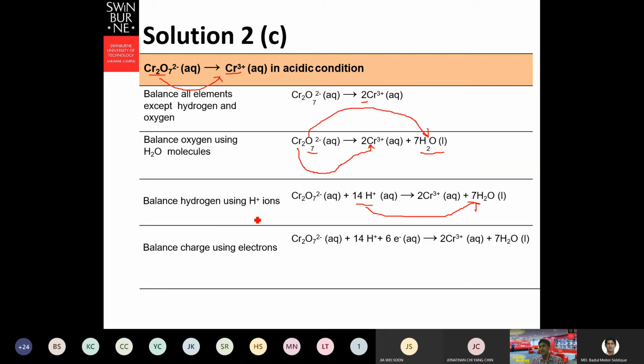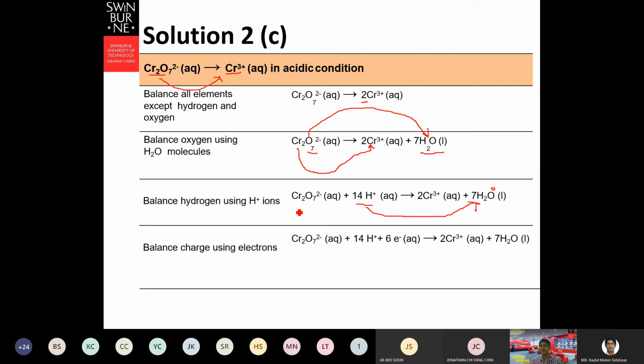Okay, and now the only difference is the electron number. Here on the left side, I have 2 negative, and each hydrogen has 1, so 14. But on this side, I have 0, no charge, but here I have 3, and each of them 3, so it will be 6 electrons.